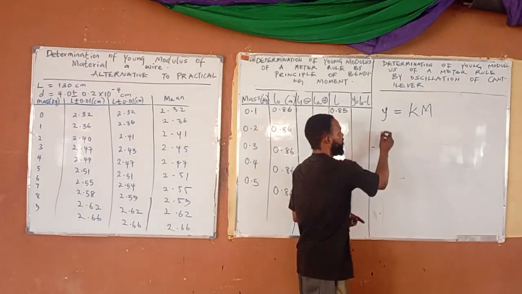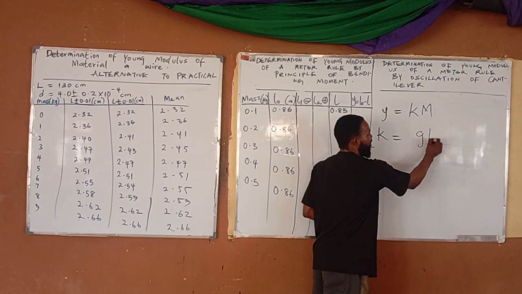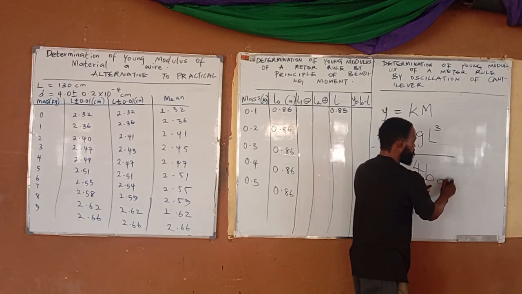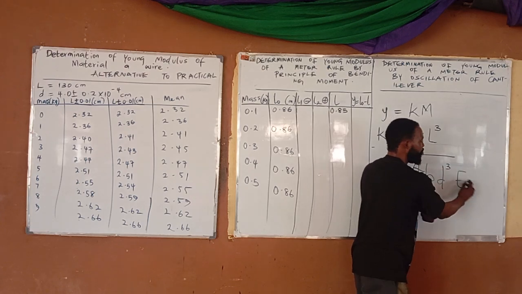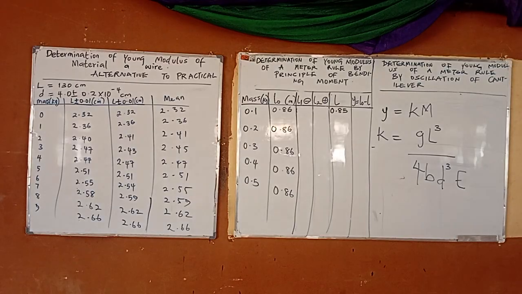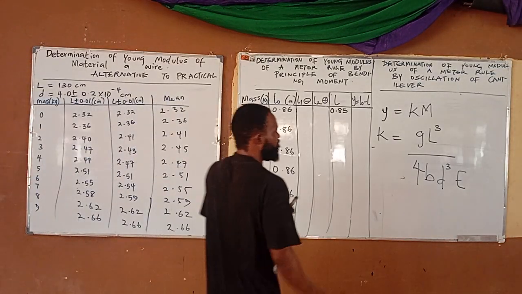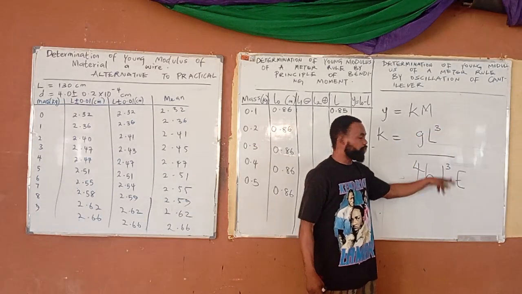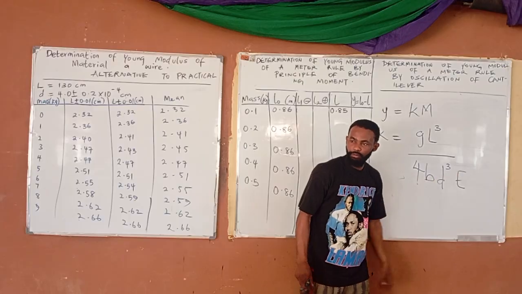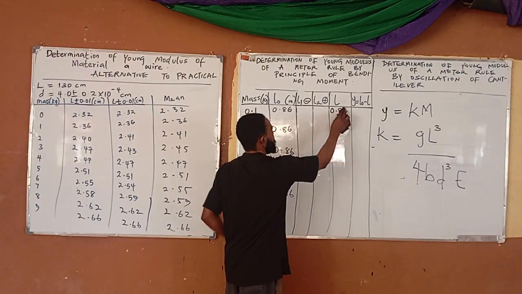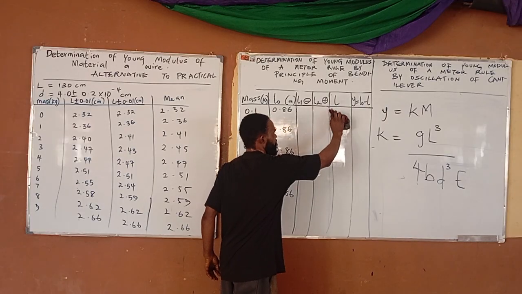Y equals Kn, where K equals GL cubed all over 4bd cubed E, using d now, dq, then E for Young modulus. We treated this extensively in the first class, but I did not record it. That's the problem. So GL cubed all over 4bd cubed E for Young modulus. So now you see that by the time you do it well, please neglect here.